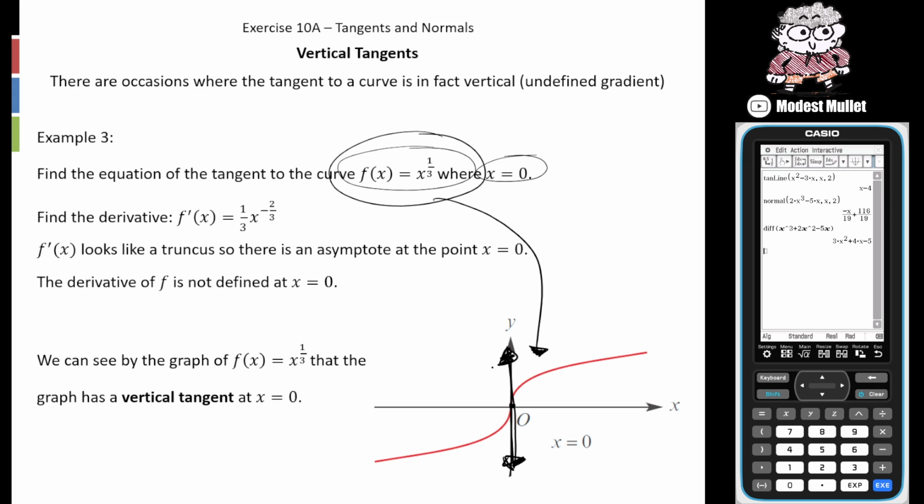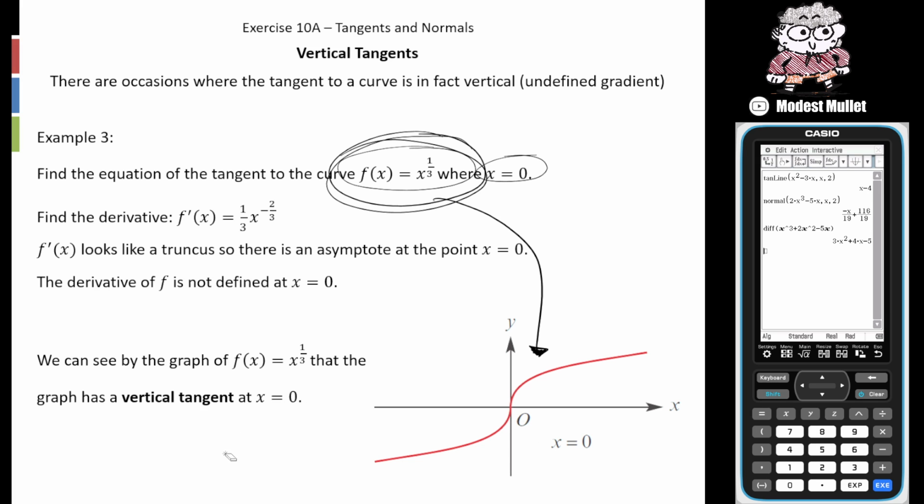So you then have to just realize, okay, what's the equation of a line straight up and down? Well, a line straight up and down at x equals 0 is just x equals 0. That's the equation of the tangent. So we can sometimes run into problems like this where you need to graph the original function and then look at what this special case is at that point.